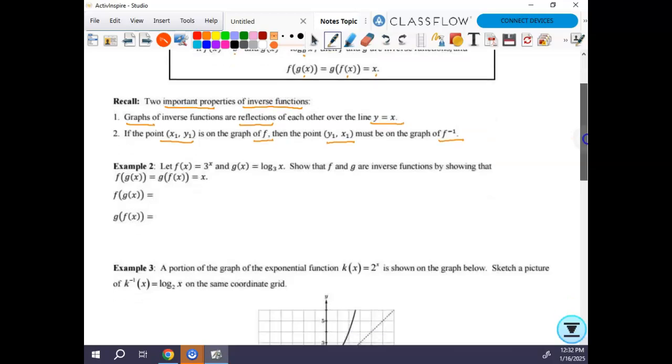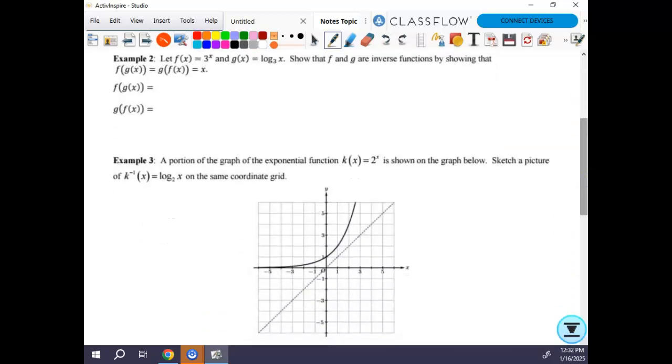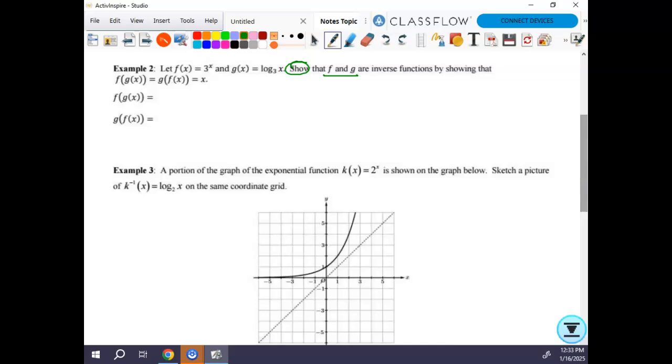All right. So on example 2, we are going to show that f and g are inverse functions. If I'm being asked to show it, they're not asking me if they are. They are saying, these are inverse functions, show me that they are. So it's not a yes or no type question. And they're telling me to find f of g of x and g of f of x. So when I do f of g of x, this is g, I'm going to take that and substitute that right there where x is. Casey, you with us? So that means I'm going to get 3 to the log base 3 of x power.